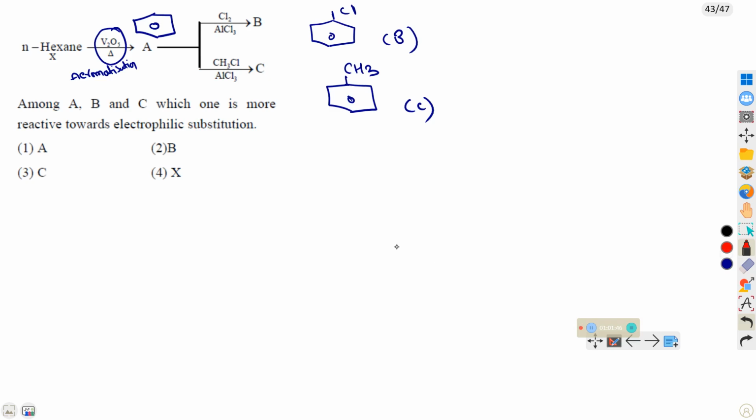Now, which is more reactive towards electrophilic substitution? With respect to inductive effect, this is a minus I group. With respect to inductive effect, this is a plus I group, plus R group also, or plus M. Electrophilic substitution is directly proportional to electron donating nature. Nucleophilic substitution is inversely proportional to electron withdrawing groups. Based on that, C is the correct option.